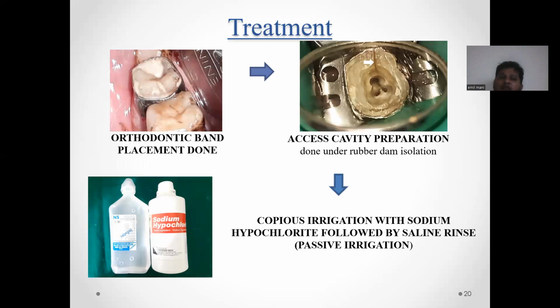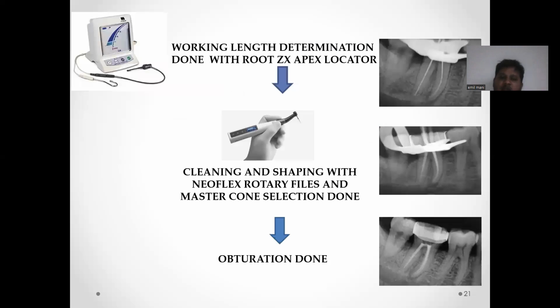The treatment rendered was, an orthodontic band was placed as you see in the diagram, and under rubber dam isolation access cavity preparation was done. Copious irrigation with sodium hypochlorite followed by saline rinse was done. Working length determination was done using an apex locator. Cleaning and shaping was done with the help of NeoFlex rotary files and master cone selection was done. And finally, we obturated the canal.